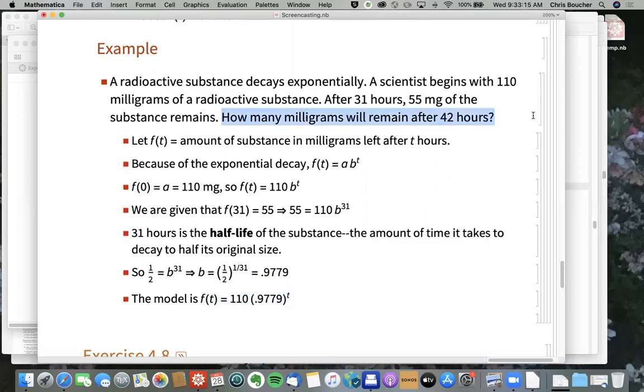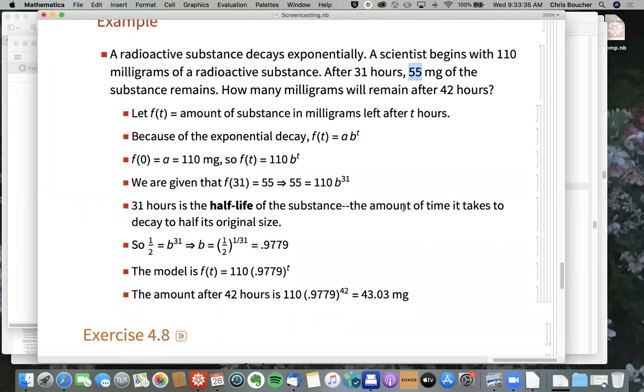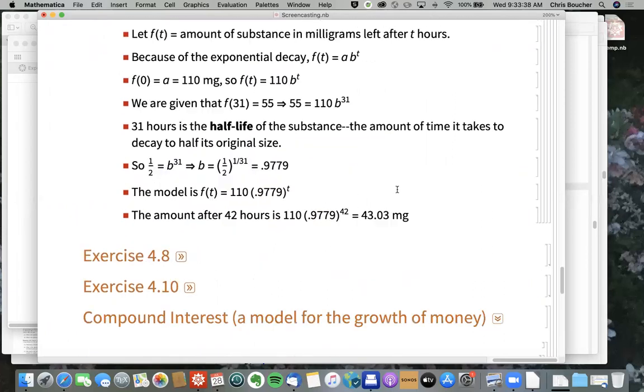What's the question again? How many milligrams will remain after 42 hours? So all I have to do is plug in t equals 42. Right here, do this on my calculator, and I come out with about 43. It makes sense that there's less than 55 milligrams left, because the thing is decaying, and 42 hours comes after 31 hours.